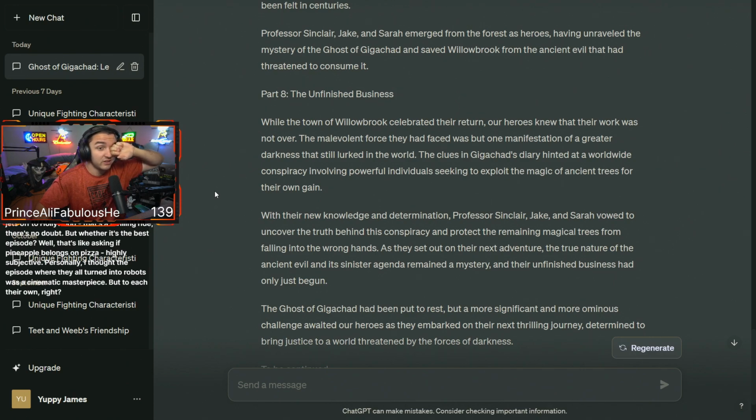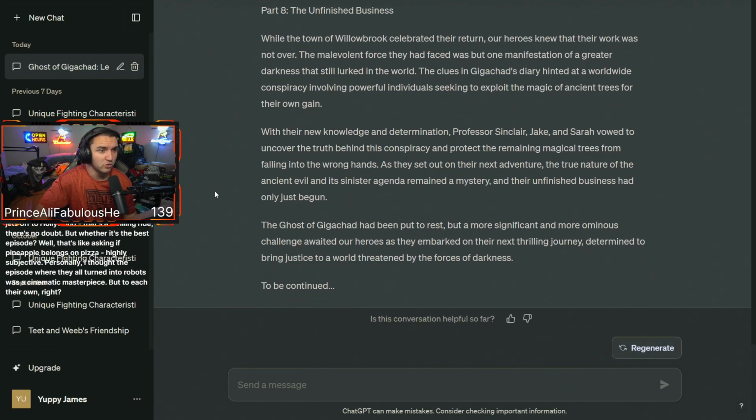As they set out on their next adventure, the true nature of the ancient evil and its sinister agenda remained a mystery, and their unfinished business had just begun. The ghost of GigaChad had been put to rest, but a more significant and more ominous challenge awaited our heroes as they embarked on their next thrilling journey, determined to bring justice to a world threatened by the forces of darkness.